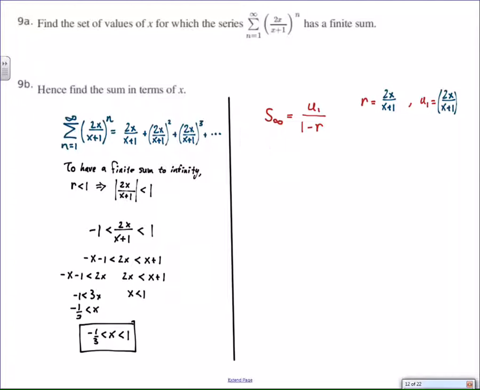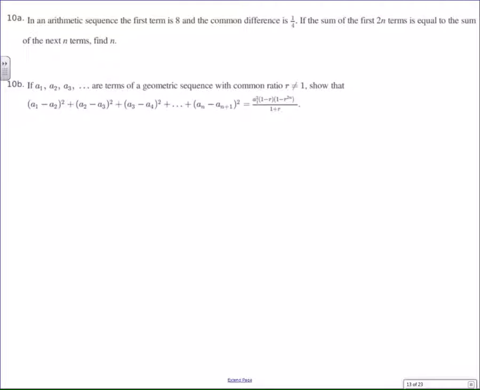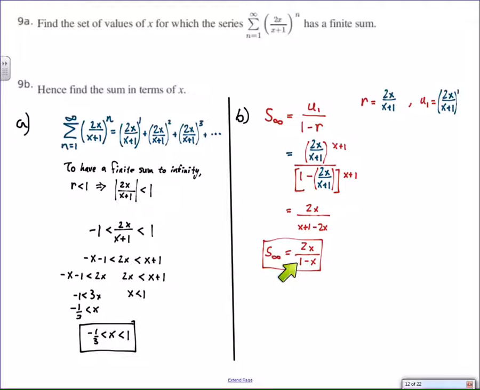So in my formula, the sum to infinity should be 2x over x plus 1 over 1 minus 2x over x plus 1, according to that formula. Simplify, and you get the expression 2x over 1 minus x. So if I let x be any number between negative 1/3 and 1, and I added up all the terms in that particular series, I would get the number 2x over 1 minus x as the sum of all of those terms. So that's pretty significant, powerful work we just did right there.